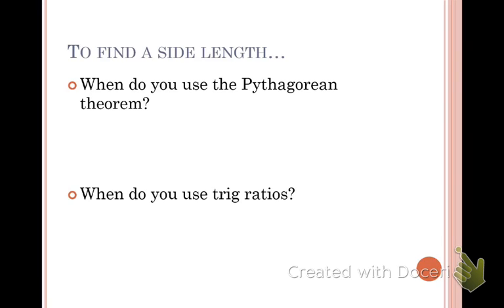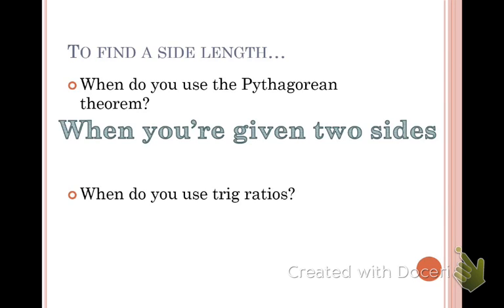This you want to write down somewhere. I don't care where. These are your notes. It doesn't bother me where you write them, because it will come up in conversation. To find a side length, there were two options. One of them was to use the Pythagorean theorem, and one of them was to use a trig ratio. When we're solving for a missing side, when do we use the Pythagorean theorem? There's one side missing, which means you're given two sides. So when you're given two sides, you will use the Pythagorean theorem to solve for the last side.